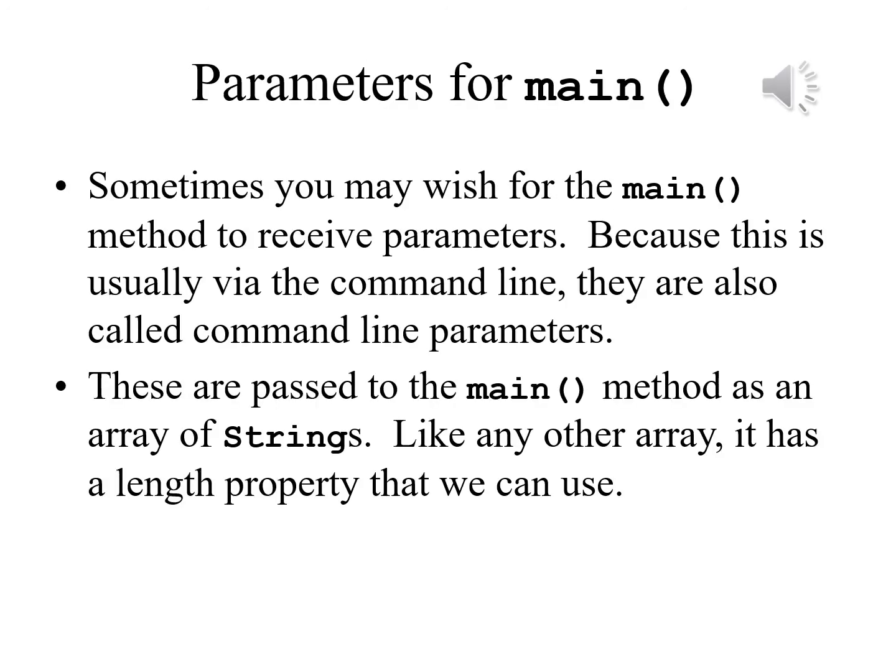We have been calling our programs using BlueJ, but in many cases it may be necessary to start a program using a command line interface where you would type in a command. Java handles this in a straightforward way. It passes to the main method an array of strings, where these strings are the words typed on the command line immediately after the name of the program. And like any other array, we can use its length property.